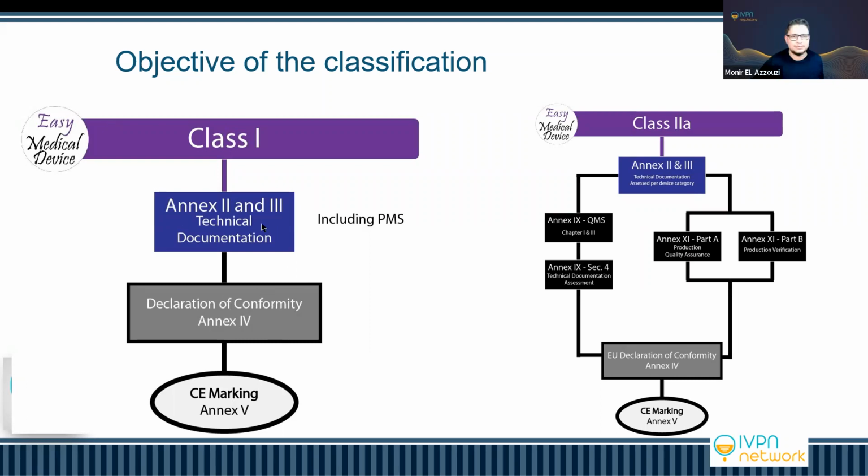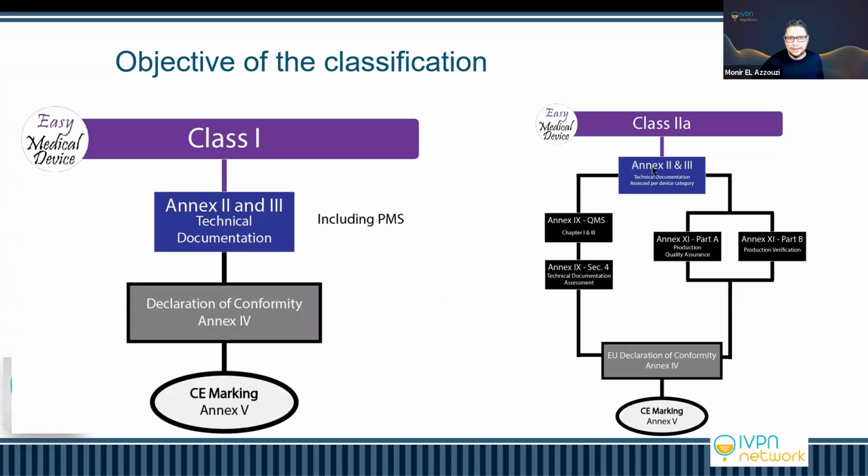Annex 2 and Annex 3 is the technical documentation that you have to create with post-marketing surveillance. Annex 4 is then, when you have created that, to write your Declaration of Conformity and then to put the CE marking on your device. This is what we call self-certification, because there is no intervention of the notified bodies.